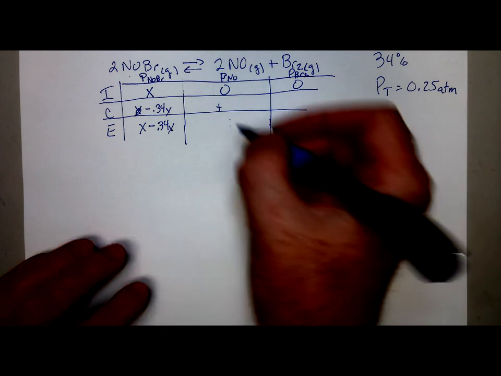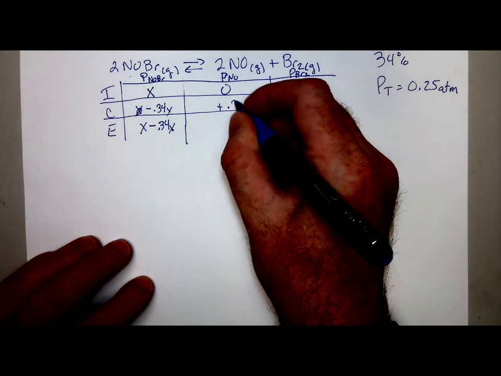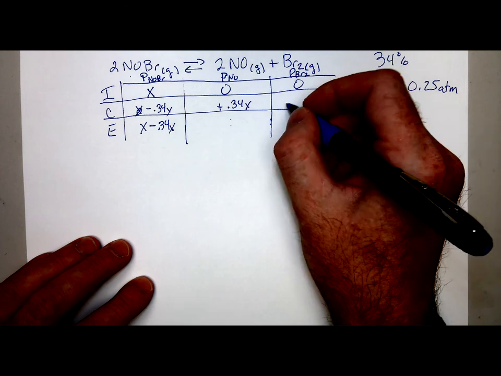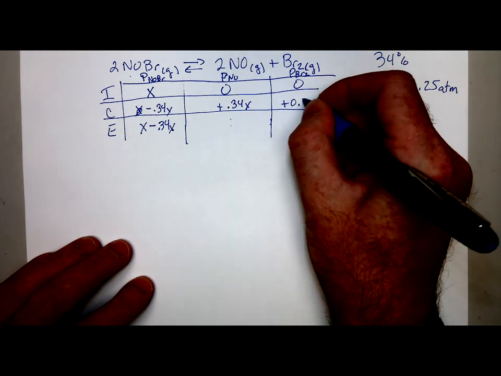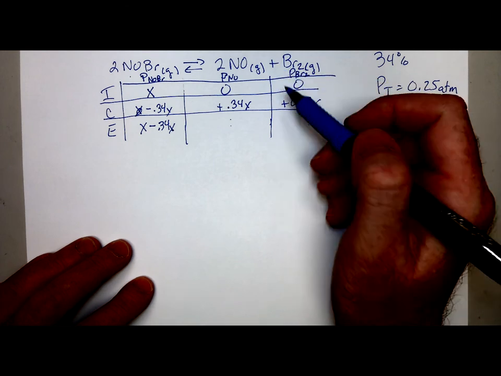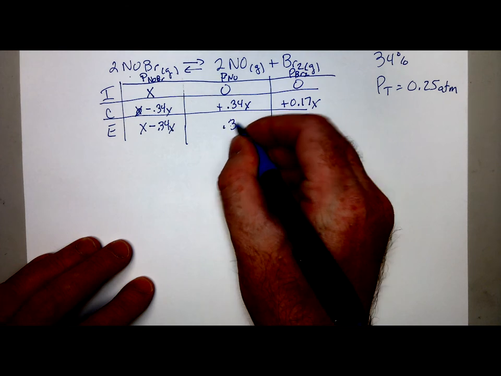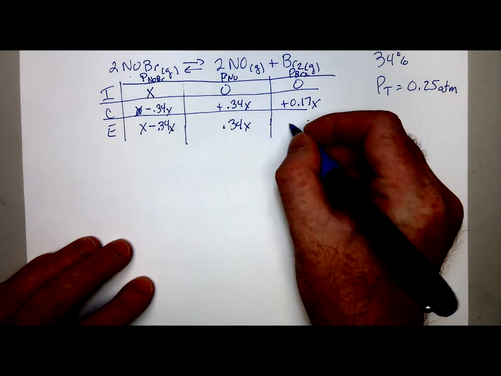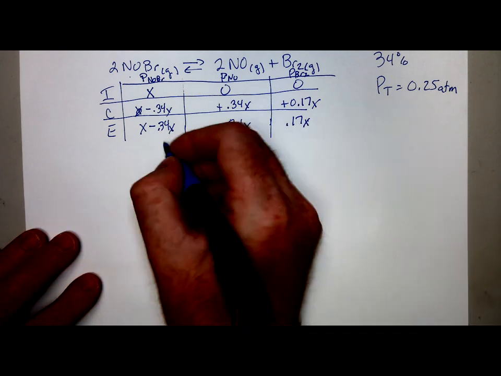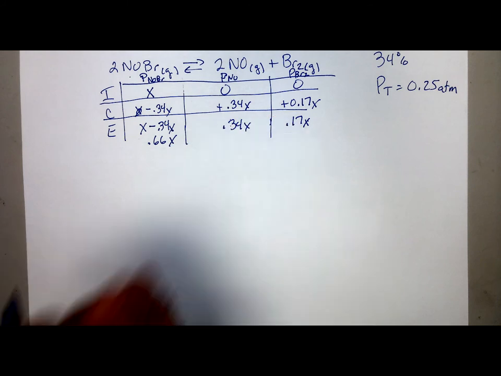And so this will be the same since the coefficients are the same. So this will be plus 0.34 X, but this will only be plus 0.17 X because there's no two coefficients. So it's going to change by half as much. So this will be 0.34 X, 0.17 X, and then we've got the combined like terms here. This will be 0.66 X.